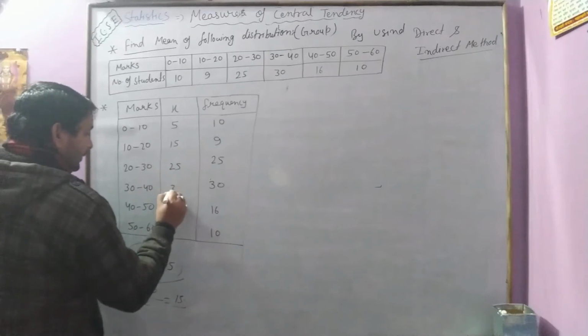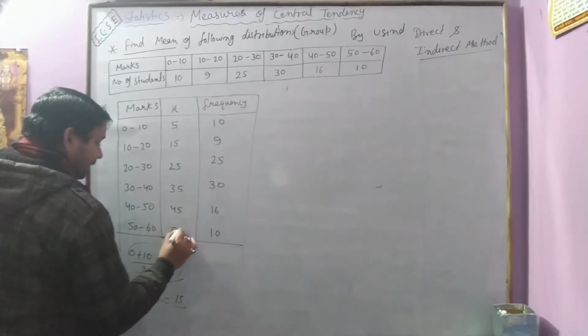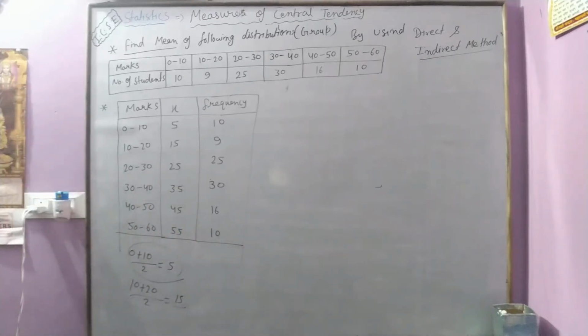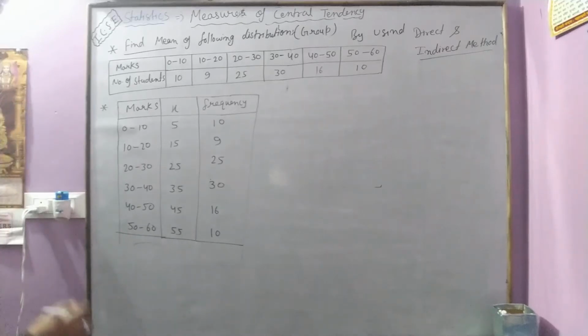Now this is 5, 15, 25, 35, 45 and 55. It is clear? Okay, next.